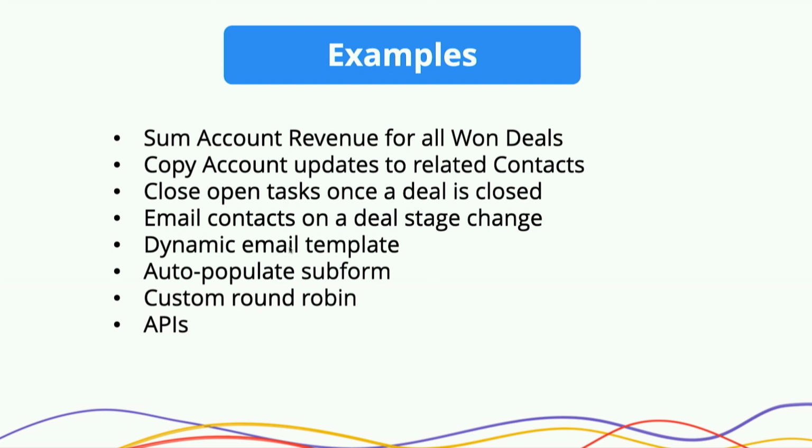The most common one is to sum up the account revenue for all won deals. So you have leads coming into your system, you're converting them, you're closing a lot of deals, but now you need to find a way to see who your whales are. Who's bringing you all this business for your system?